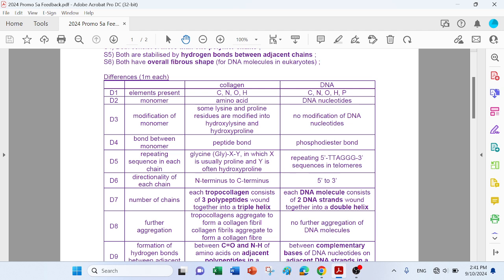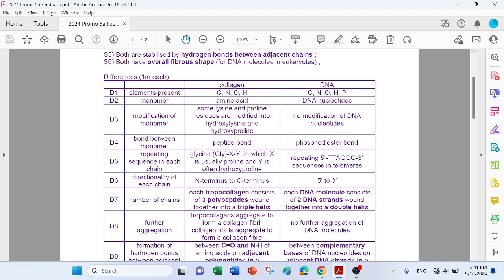In the DNA, some of you mentioned there are no repeating sequences. That's not true. There are repeating sequences in certain parts of the DNA. So unlike collagen, where it is repetitive throughout the entire polypeptide, in one DNA molecule, parts of the DNA molecule will be repetitive, like your telomeres. You mentioned the centromeres as well. That is also true, but not the entire DNA molecule. But certainly there are repeating sequences.